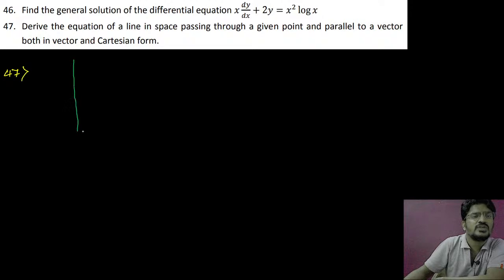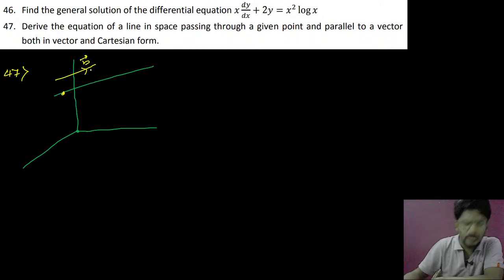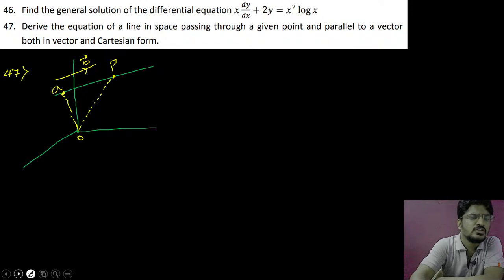Clear? So let us take the x-axis, y-axis and z-axis and choose one line. This is the origin, and here the line is passing through the point A and parallel to one of the lines, let us take it as vector B. Now join O to A and join O to P. Okay. So this is point A. Clear? Join O to A and join O to P.